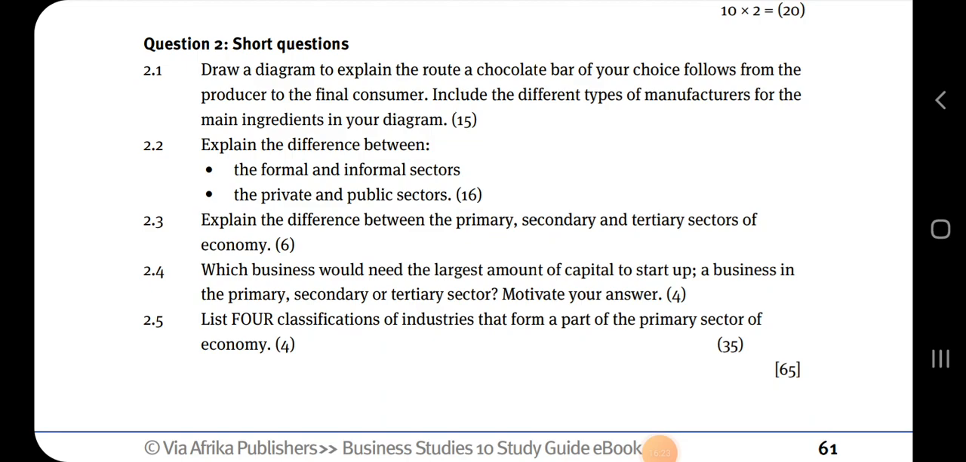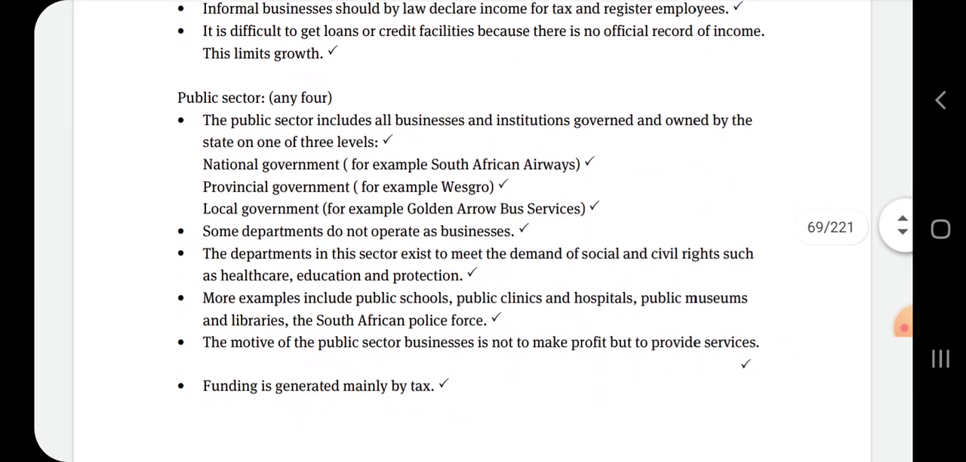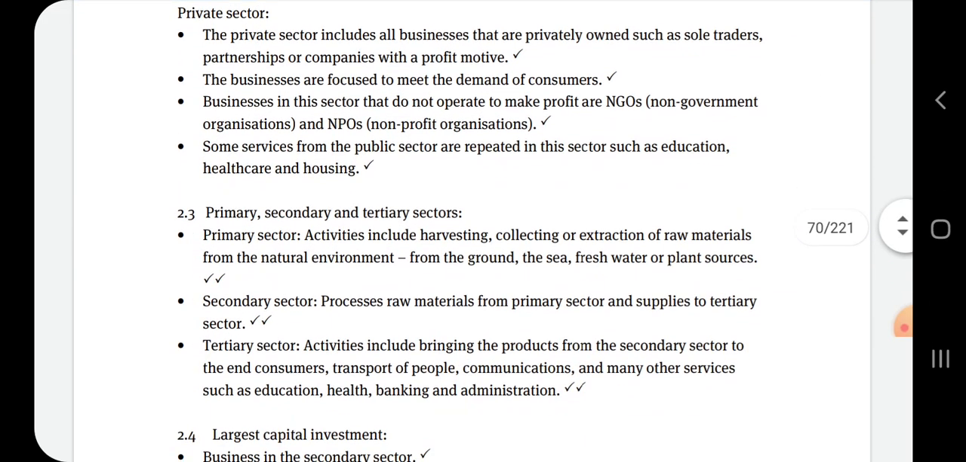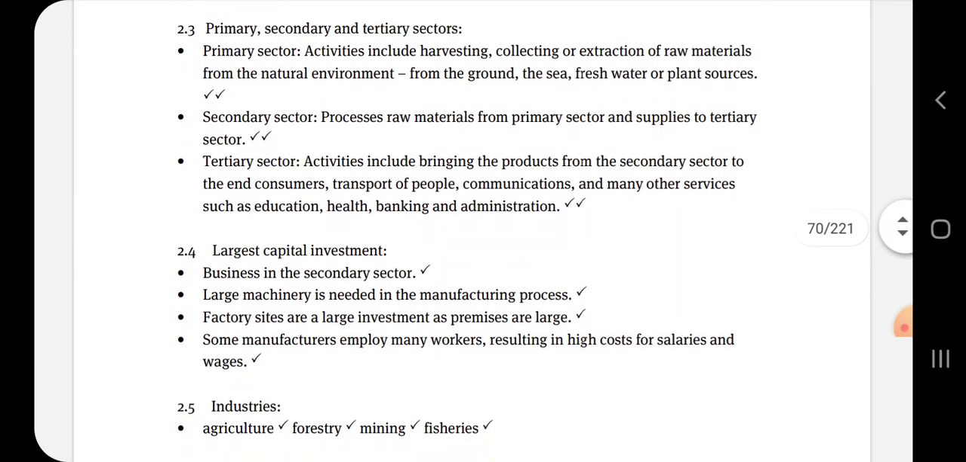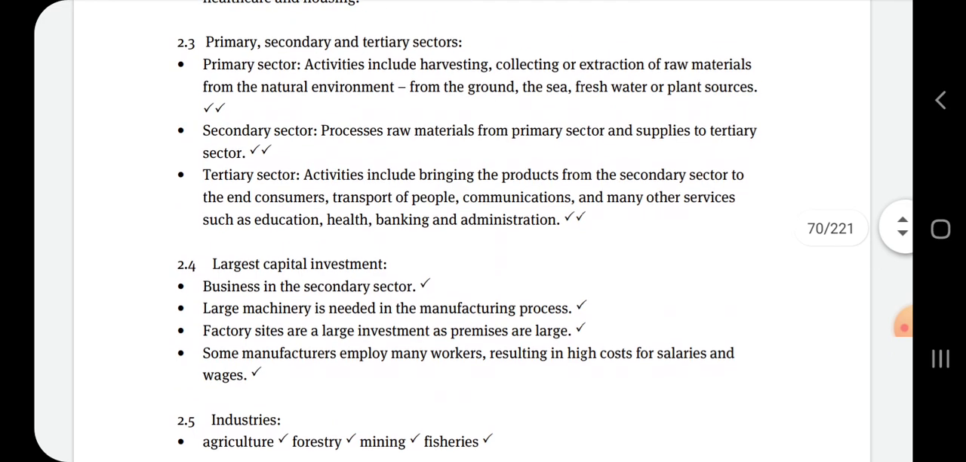Now here are short questions. You can just pause this video, write this, and then I will show you answers. Just pause it, write, and then you can look at the answers. So here are the answers. This is 2.2, formal sector and informal sector, public sector, then that's 2.3, 2.4, 2.5.